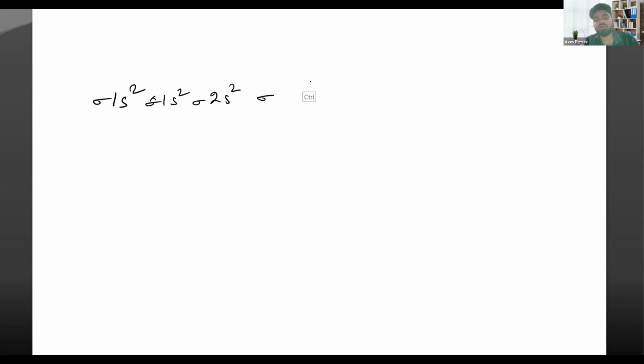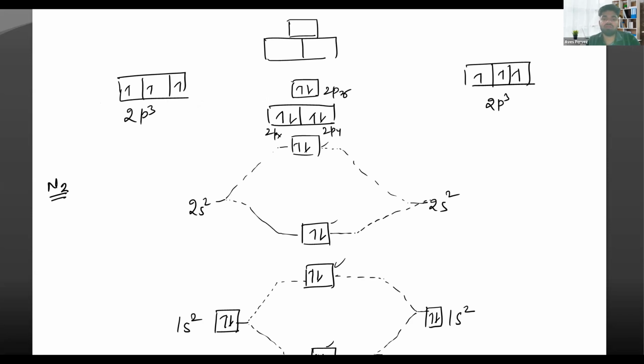Only calculate the unpaired electrons here. You can see that this will cancel out with this one, and this will cancel out with this one. Just check this one. Here the bonding electrons are 6 and the antibonding electrons are 0. So 6 minus 0 upon 2 gives 3. The bond order is 3. Got it?